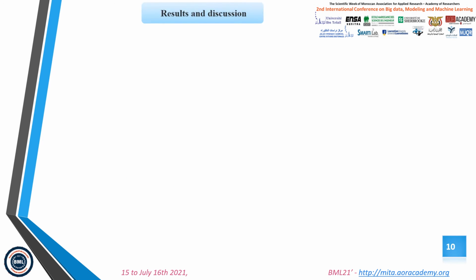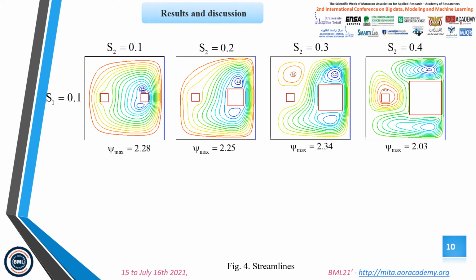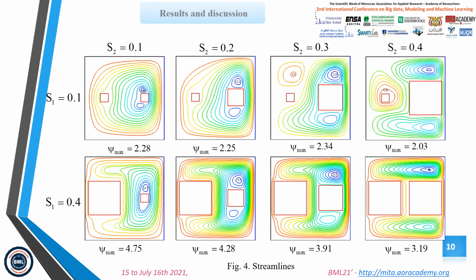The third part, results and discussion. This figure shows the streamlines for different block sizes. For S1 equal to S2 equal to 0.1, the flow is practically symmetrical with respect to the horizontal median of the cavity.